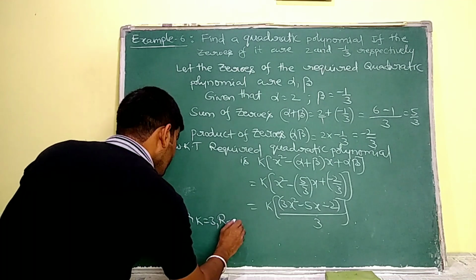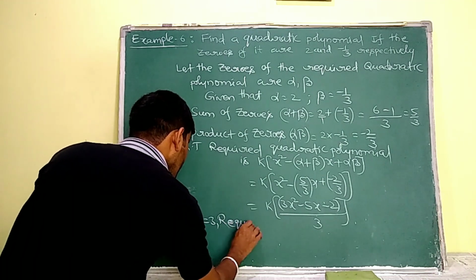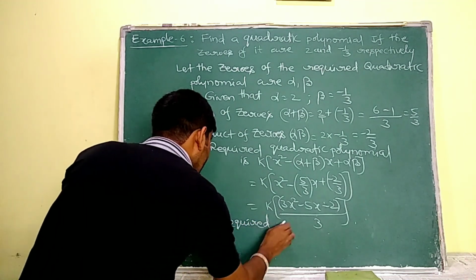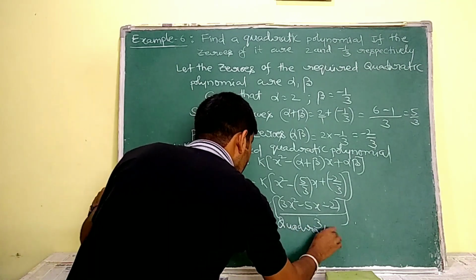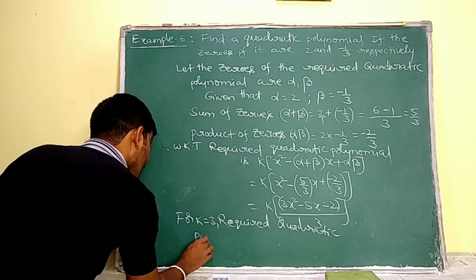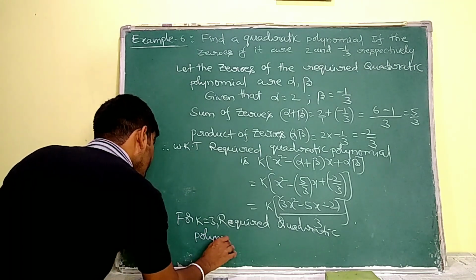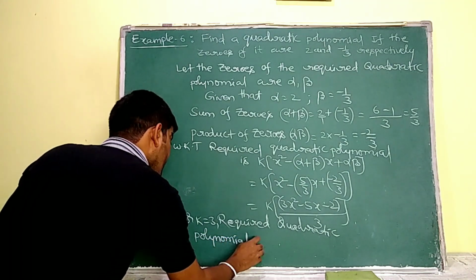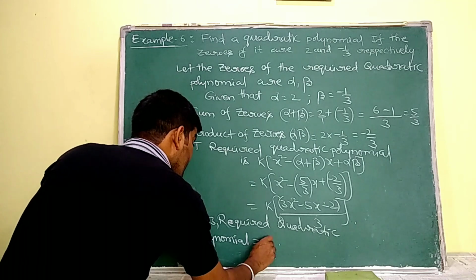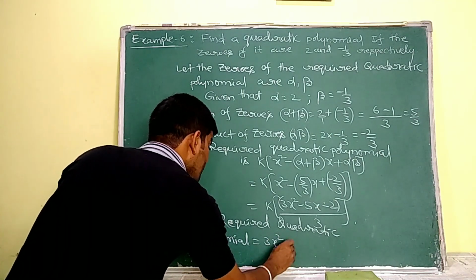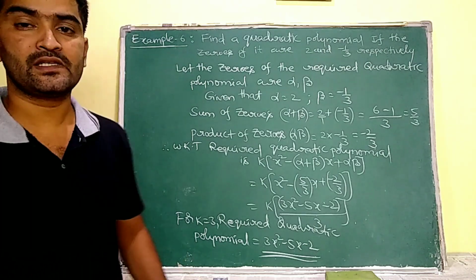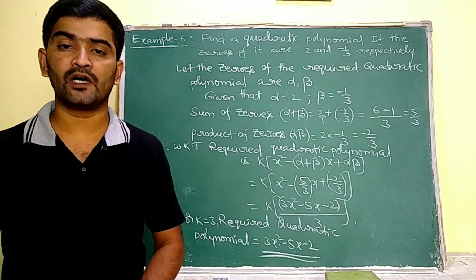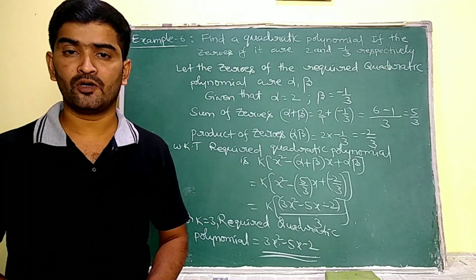required quadratic polynomial is 3x square minus 5x minus 2, ma. Okay, this is the procedure we are going to follow to solve this problem.